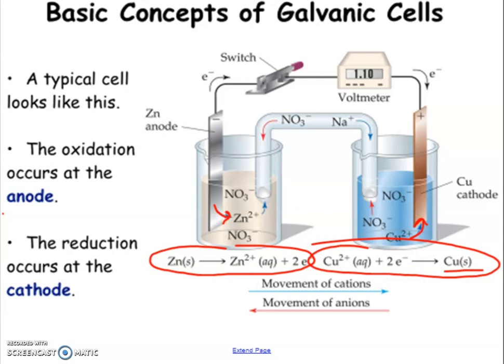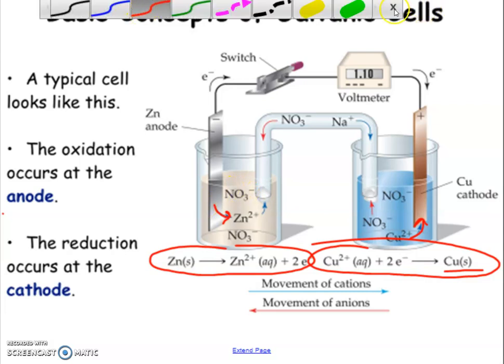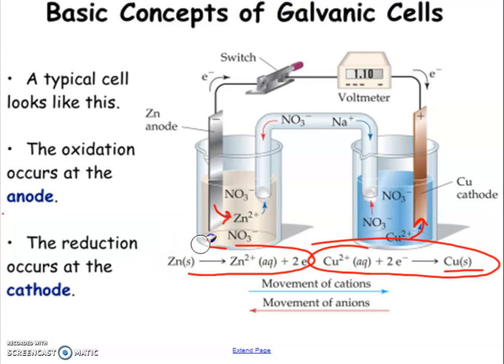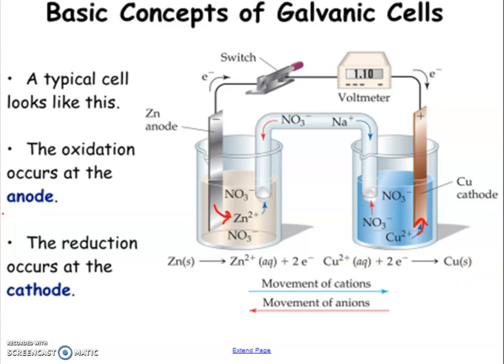Okay, so in terms of why there is nitrate floating around in each of these containers, you have to think that even though we have a target ion in each of the half cells, in this case we have zinc positive 2 ions, and here we have copper 2 ions, zinc ions and copper ions don't really ever show up by themselves. So typically there is an ionic compound, and there has to be an anion to match up with that cation.